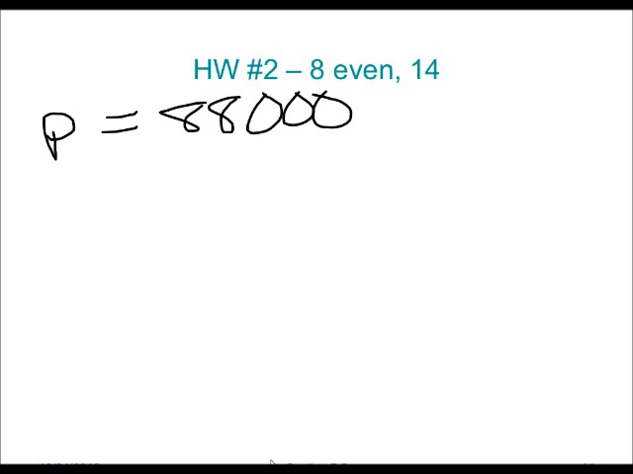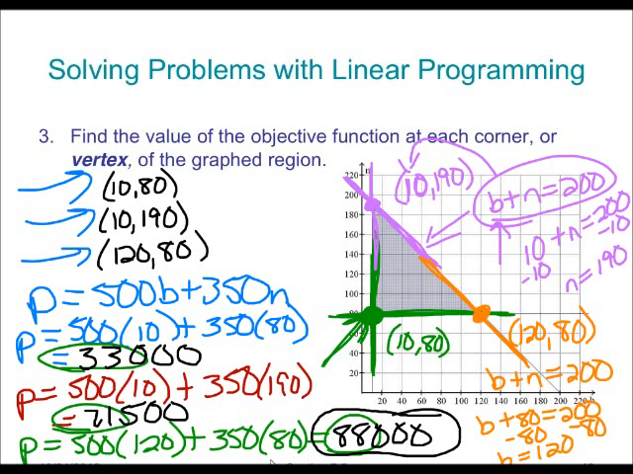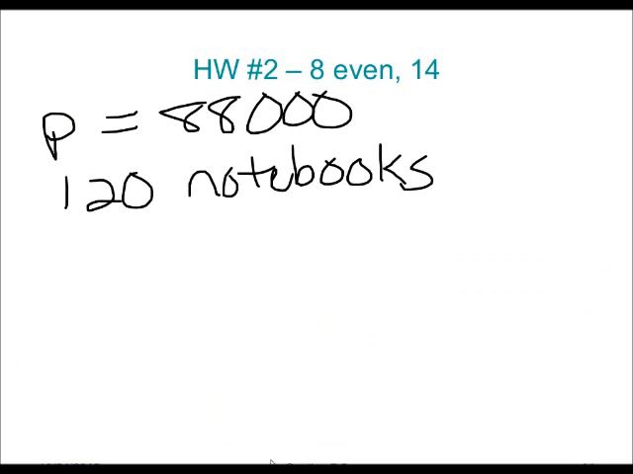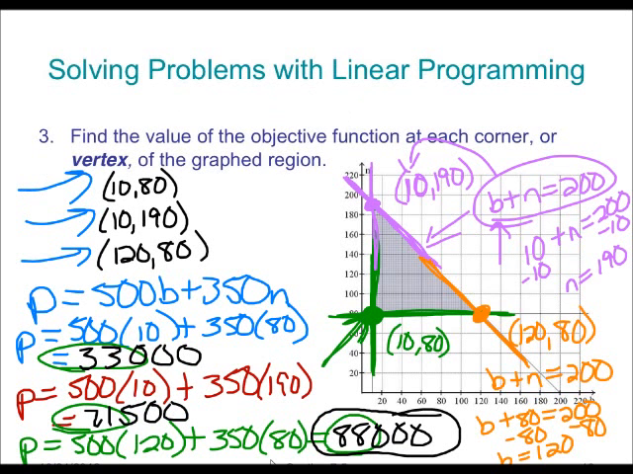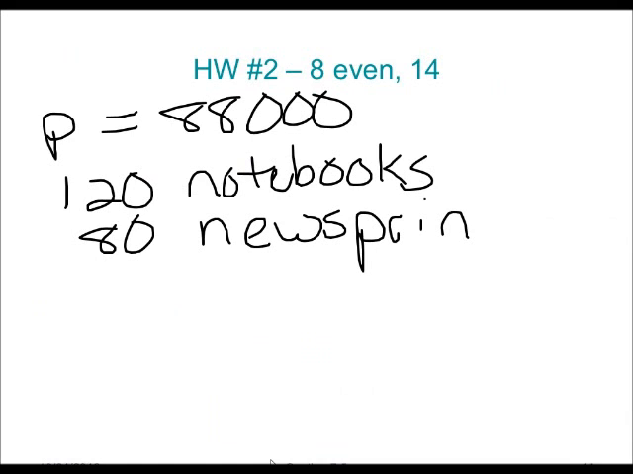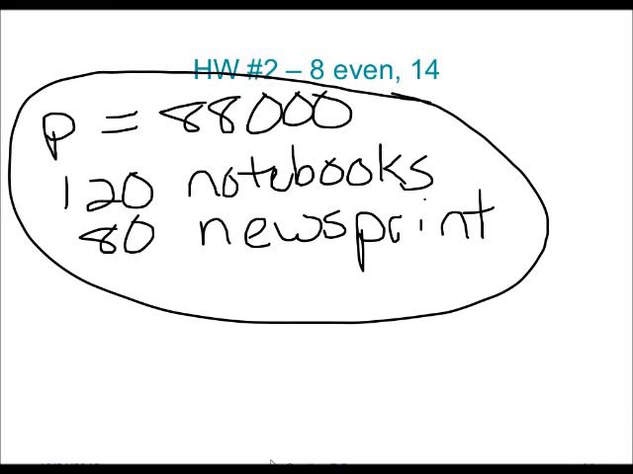And we would make 120 notebooks. And that was 80 newsprint. So your answer would be 88,000 with 120 notebooks and 80 units of newsprint.